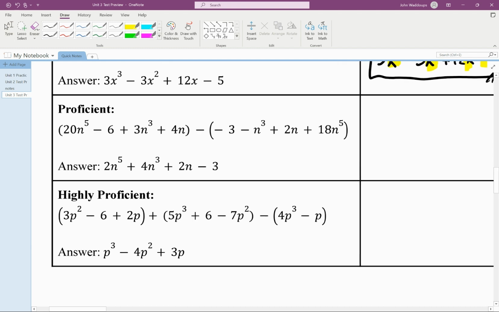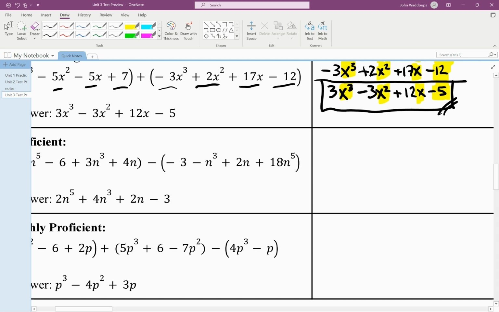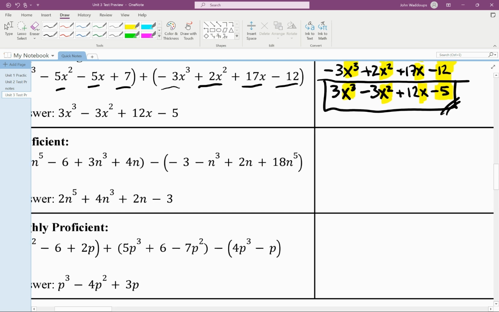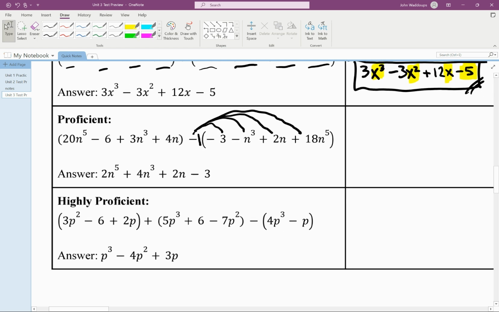Okay, when you're subtracting, what you need to remember here is that this is kind of like a negative 1, and so you can distribute that negative here, here, here, and here. Each one of the terms would change signs. So let's first copy this.